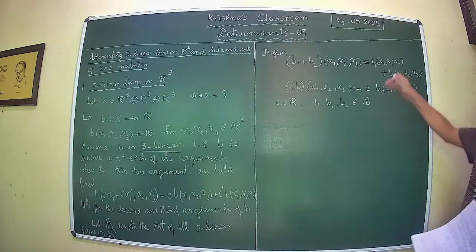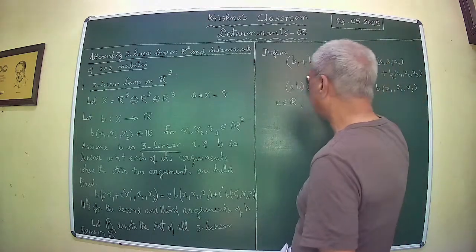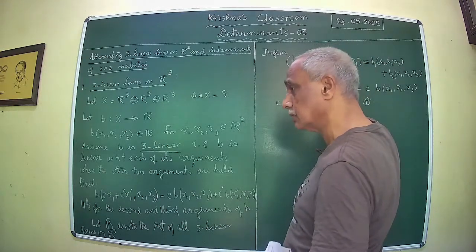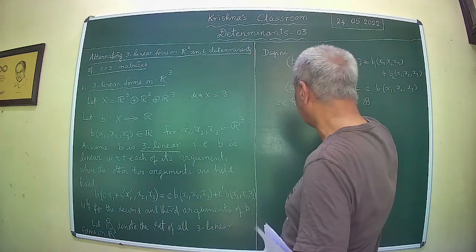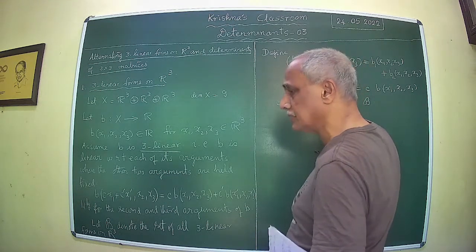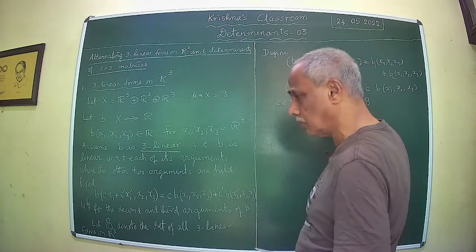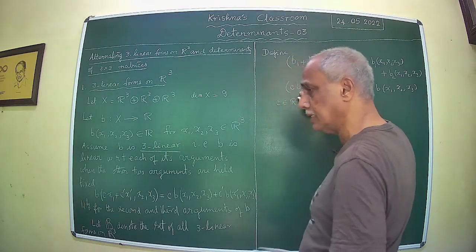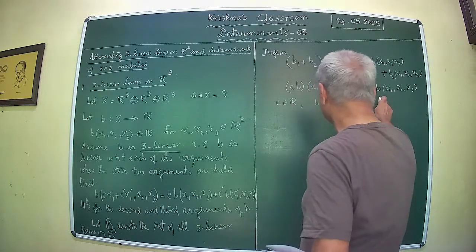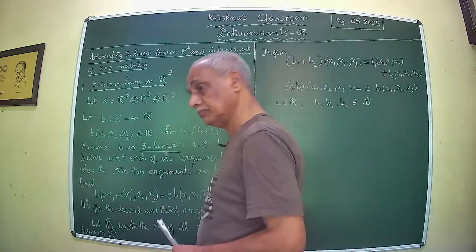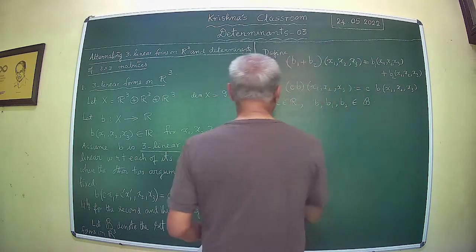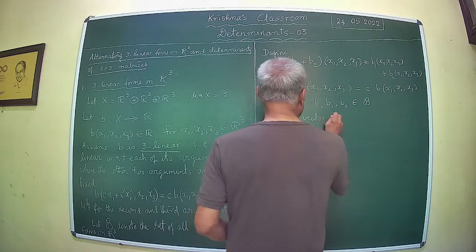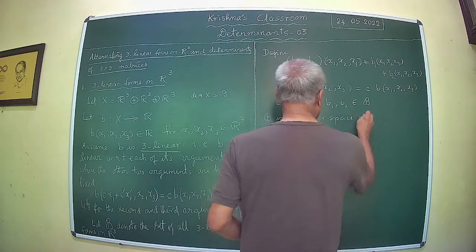Now, with this addition, you see that if B1 and B2 are three linear forms on R3, then B1 plus B2 is a three linear form on R3. That is easy to verify. CB is a three linear form on R3 where C is a scalar and B is a three linear form with this definition. These are very easy to verify. Therefore, B is a vector space.